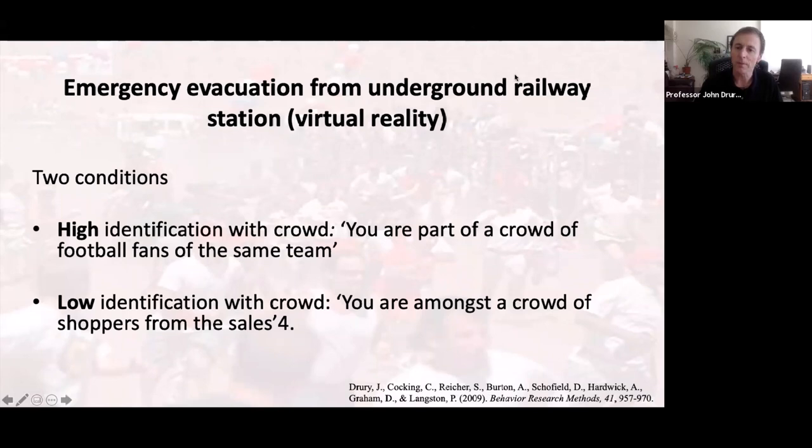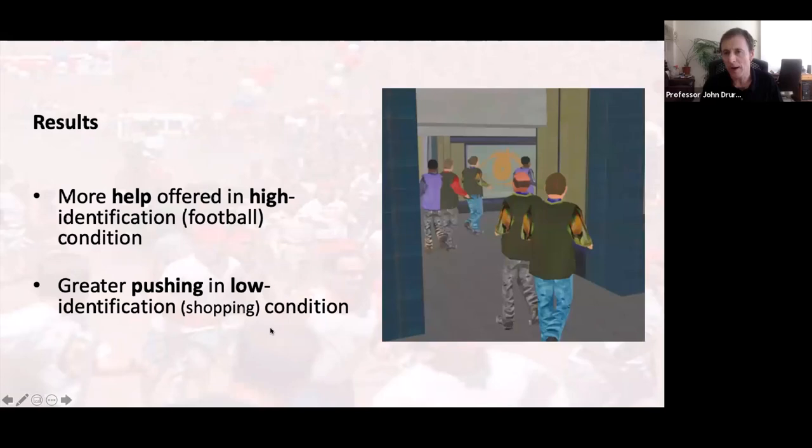And in this experiment, we were able to measure help. We had characters that had fallen down, and the participants were able to lift them up, which will cost them a bit of time, as it would in real life. But they also had the possibility of pushing people out of the way as they tried to escape. And we found that more help was offered in the high identification condition, and more pushing took place in the low identification condition, as one would expect.